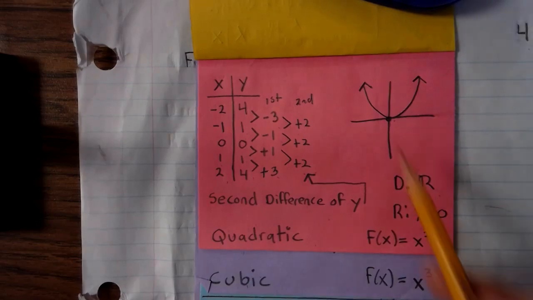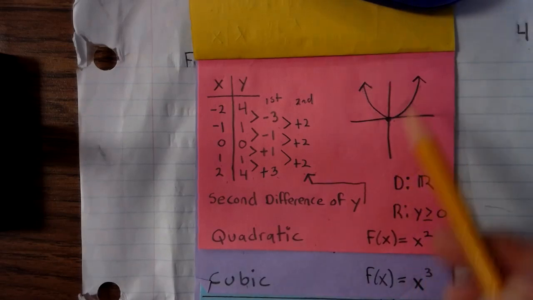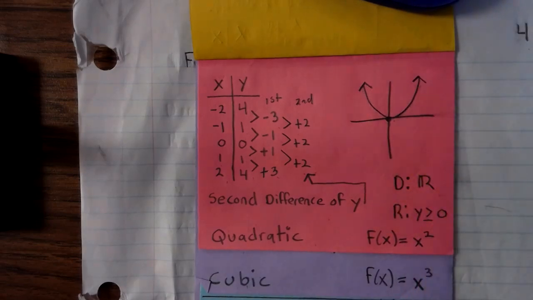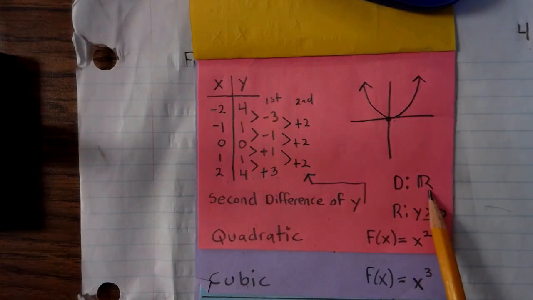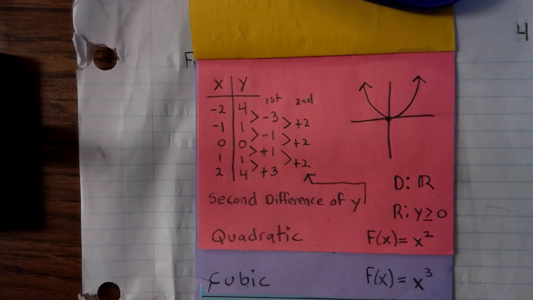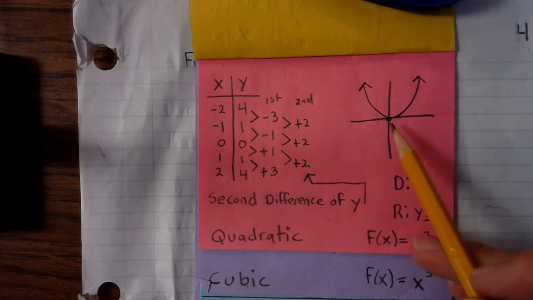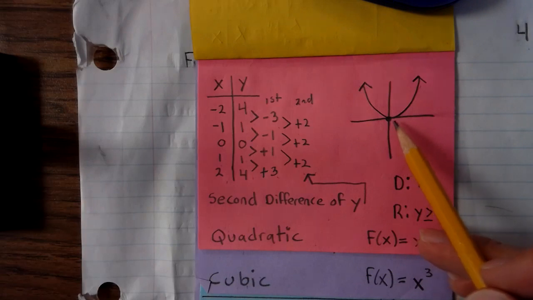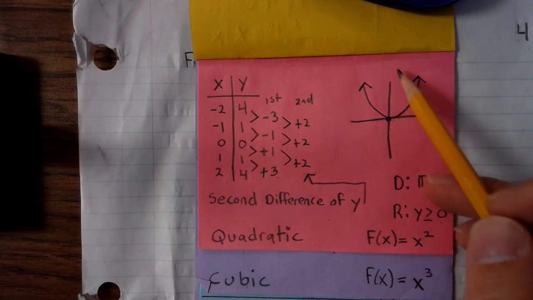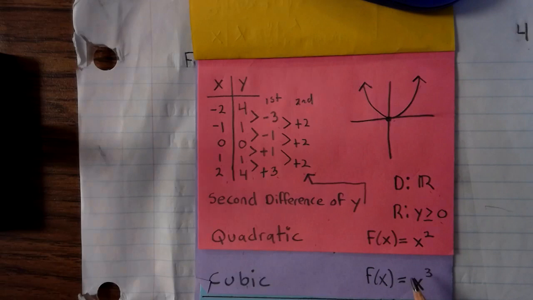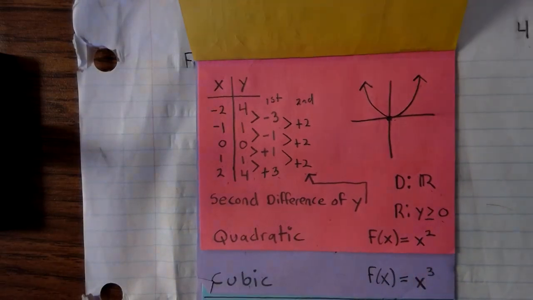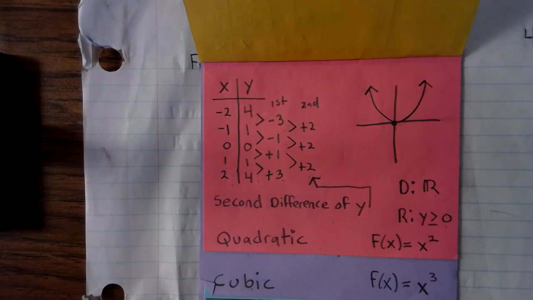Okay? And this quadratic parent function is this. Now, the domain is all real numbers, and the range is y greater than or equal to 0, meaning all of the y values are greater than 0. And the function is f of x equals x squared.